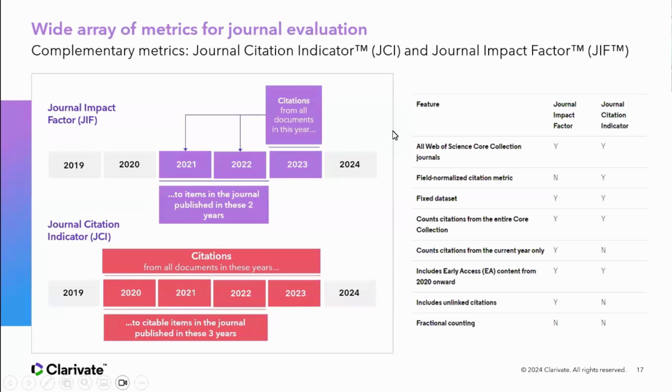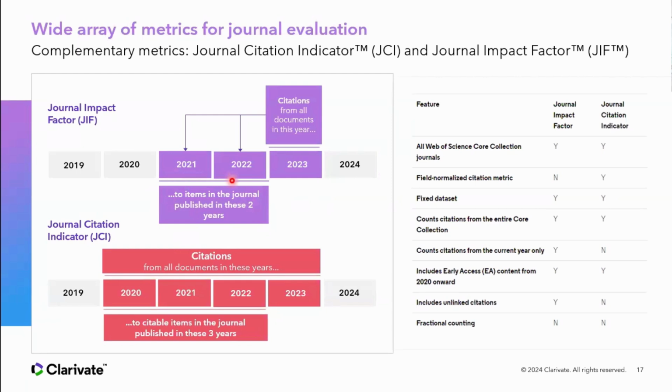So speaking of multiple metrics, I wanted to show you two and compare the difference between them. Everyone knows the Journal Impact Factor, but a couple of years ago, we introduced another indicator called the Journal Citation Indicator, which is the JCI. What's the difference between the two? The Journal Impact Factor only takes into consideration 1 year's citations, which is 2023, to calculate a ratio for items published in 2021 as well as 2022.